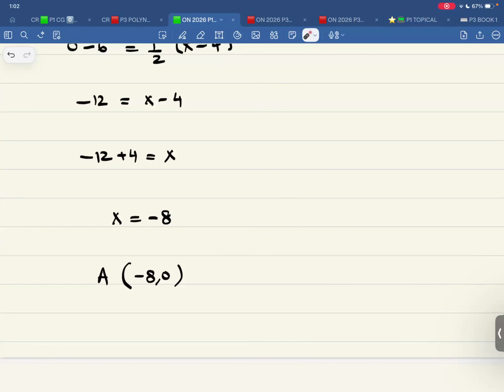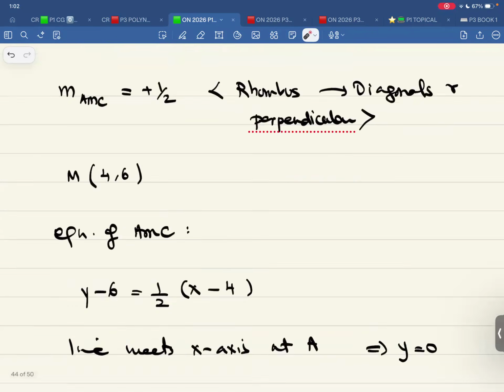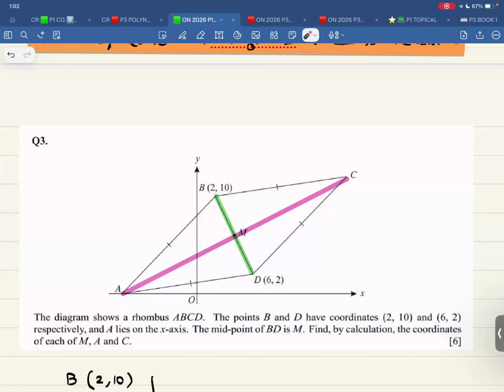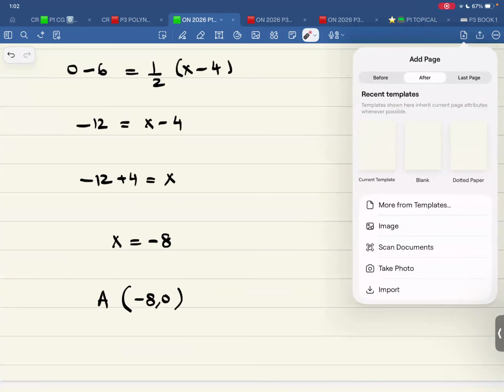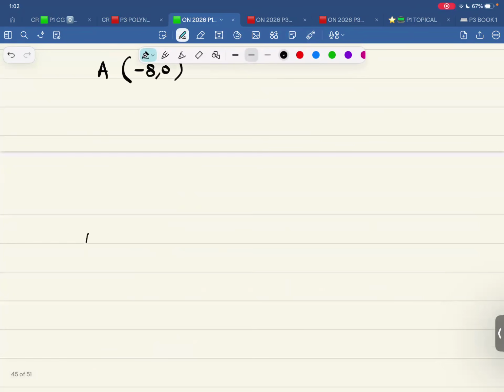So hold for a second. So far, so good. This is up till you found M and you found A. Now, what is left? The last thing that is left is C. Now it's a parallelogram, so the midpoint of A and C is also M. So we have A, which is (negative 8, 0). We have C, the coordinates are (x, y). We have M, the midpoint, which is (4, 6).